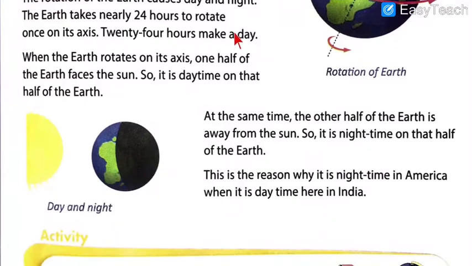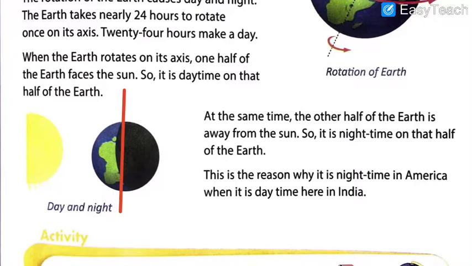So 24 hours makes a day, and when the earth rotates, the part of the earth which is facing towards the sun has the daytime, and the other side has the night time. As you can see clearly in the picture, this is the half part. On the left hand side, this part is facing towards the sun, and that's why it is lighted. You can see that light is there, but on the right hand side, light is not there. It's full of darkness. So this shows day and night respectively for left and right side. And this is how it originally happens in space.